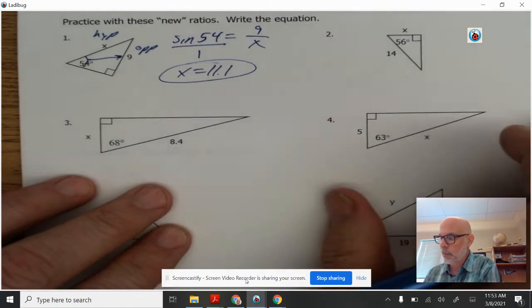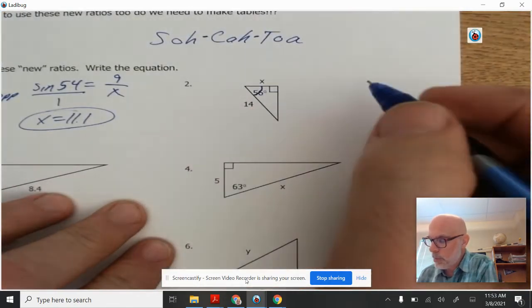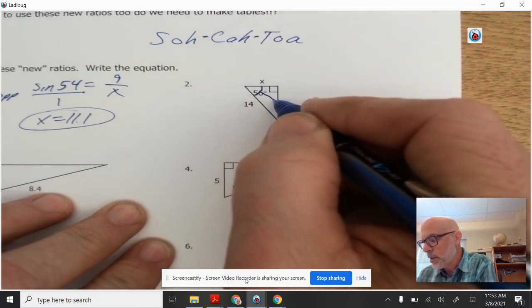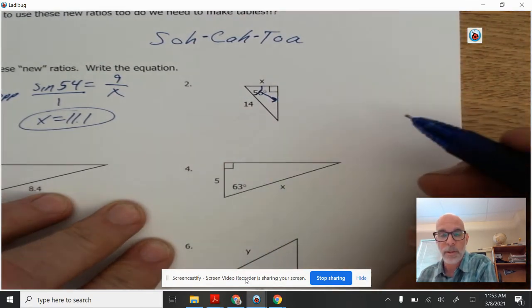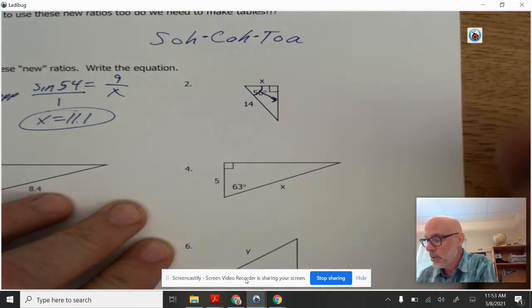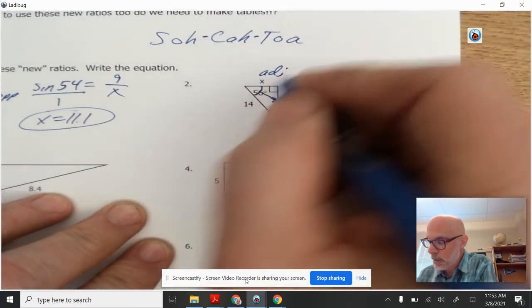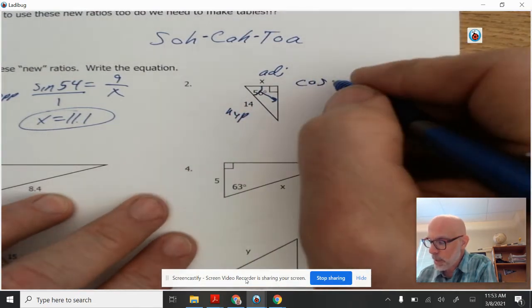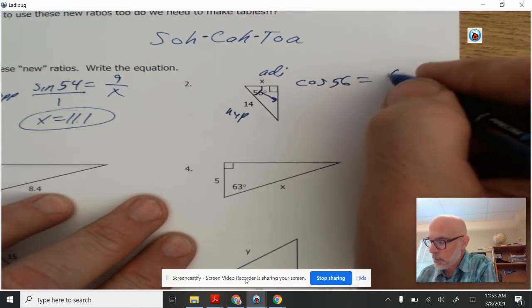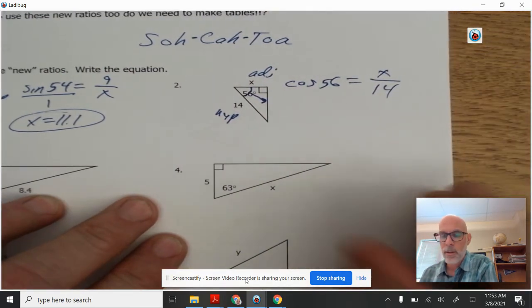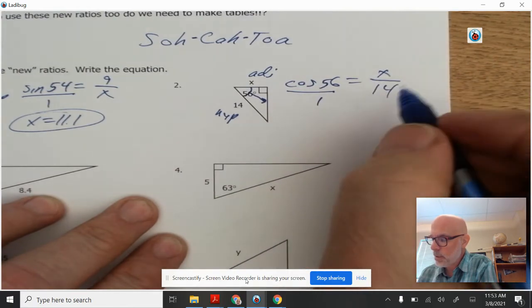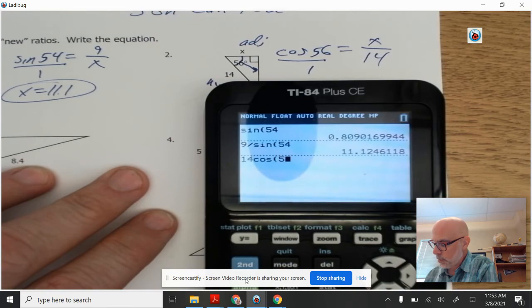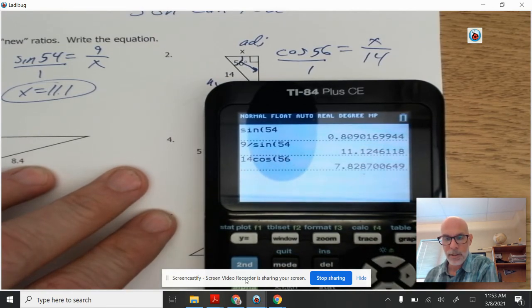Okay. Number 2, this angle's point of view. To me, I always orient myself from that angle's point of view. I know this side over here is the opposite, but hey, look, we're not going to use the opposite on this one. So what's left? There's only 2 left. This is the adjacent, and this is the hypotenuse. So I'm going to set my problem up. Cosine of 56 equals x over 14. All right. Think about the algebra right here. It's going to be 14 times whatever the cosine of 56 is. Done. 7.8.